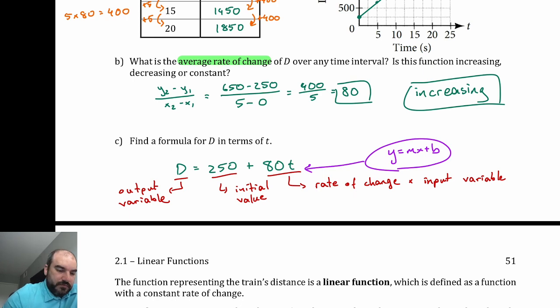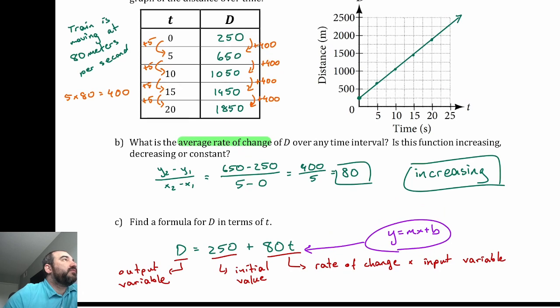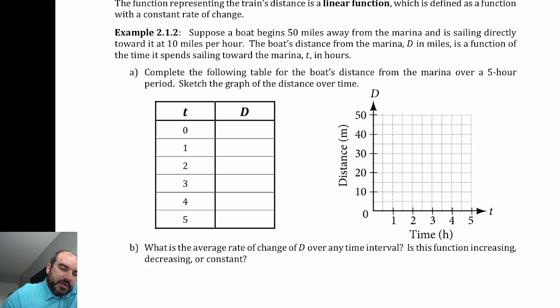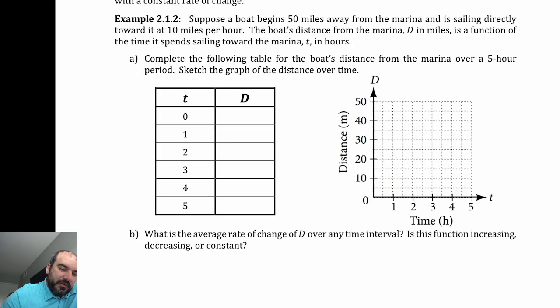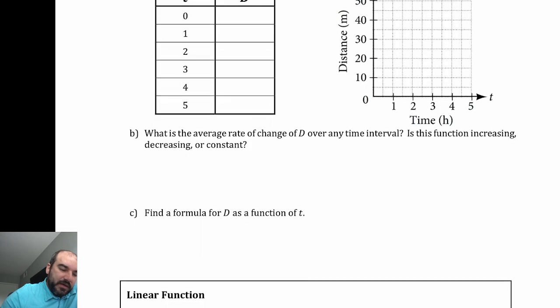Any questions so far on this example? Okay, moving on, there's another example which you should be able to do now. It's a boat instead of a train, but it's pretty much the same idea.